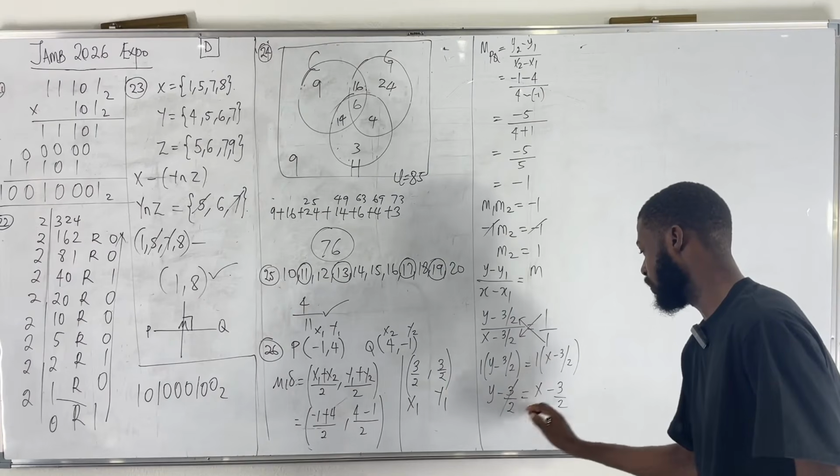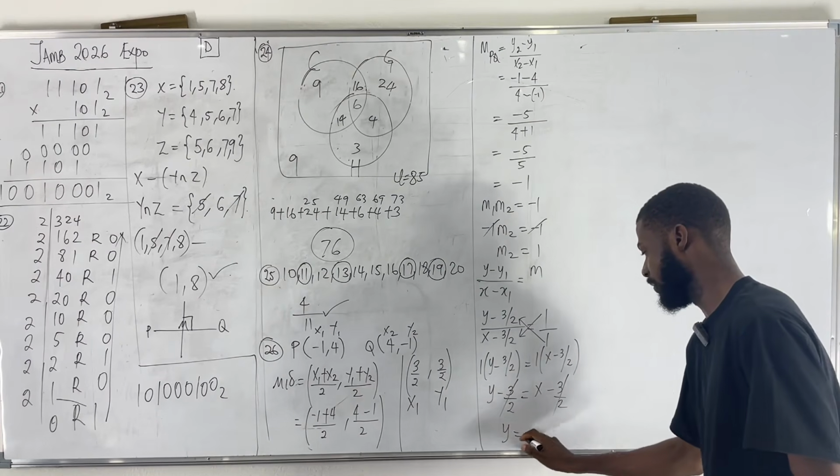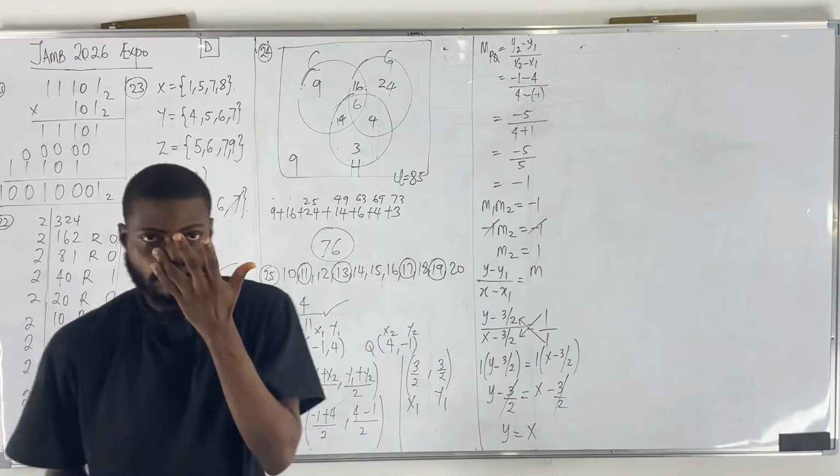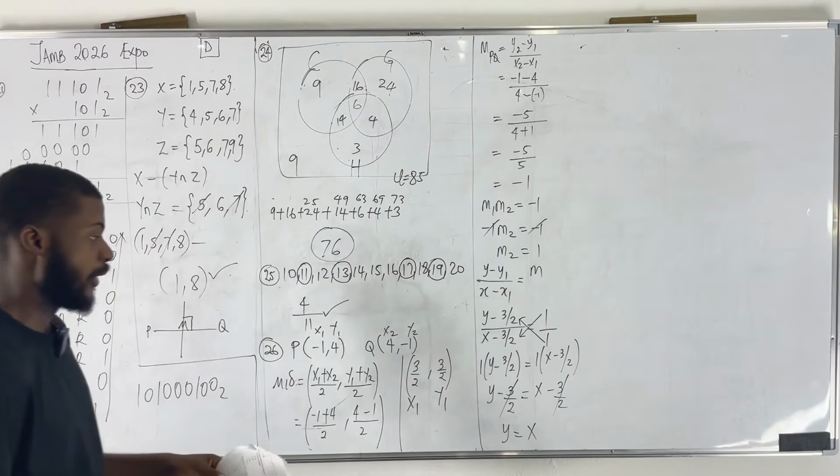Now minus 3 over 2 and minus 3 over 2 is gone. So y is equal to x. So that will be the answer to the equation. The answer will become B.